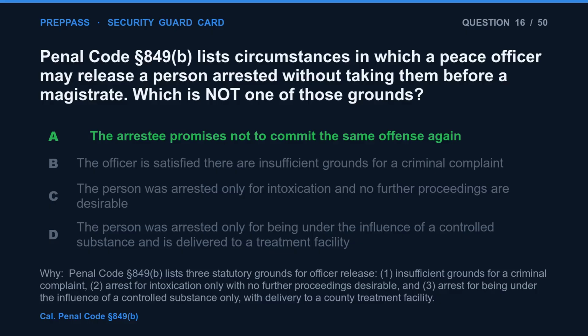The correct answer is A. Penal Code Section 849(b) lists 3 statutory grounds for officer release. 1. Insufficient grounds for a criminal complaint. 2. Arrest for intoxication only with no further proceedings desirable. And 3. Arrest for being under the influence of a controlled substance only, with delivery to a county treatment facility.